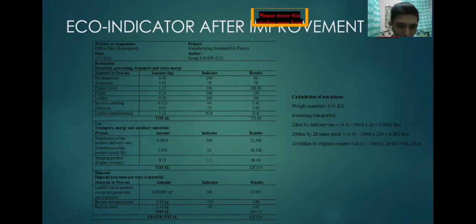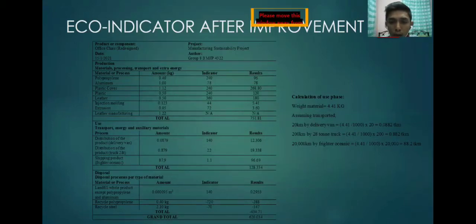The total of disposal, which is landfill and recycling of polypropylene and steel and aluminium, is 434.71. So the grand total is 620.034. The total weight of the materials, which are polypropylene, aluminium, plastic cover, plastic and leather, is 4.41 kilograms.